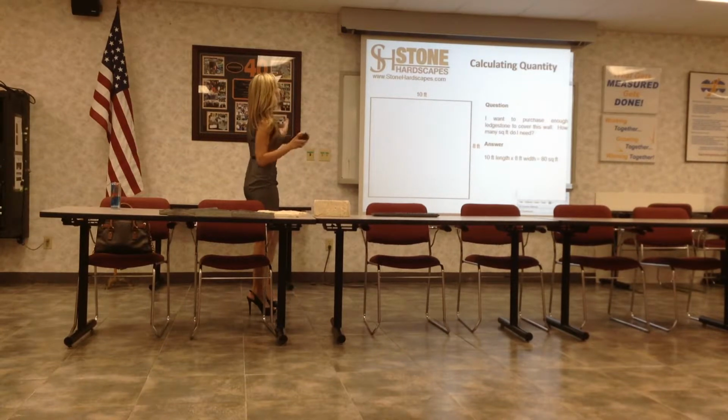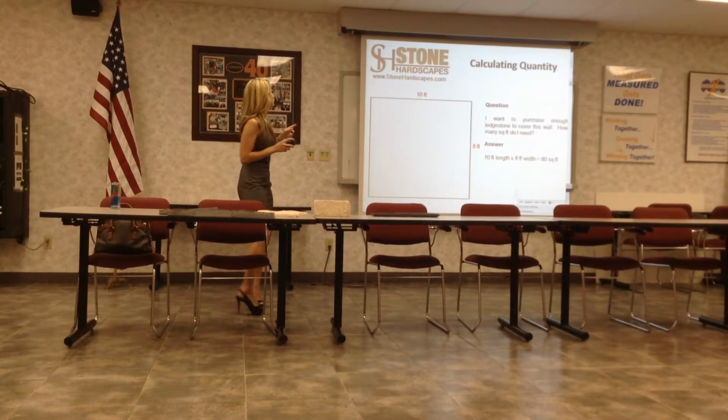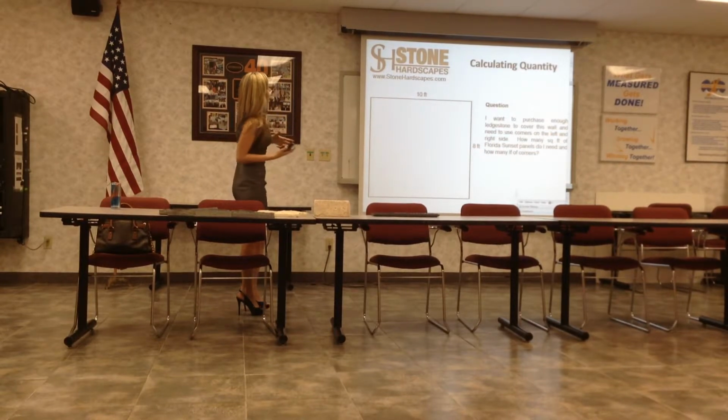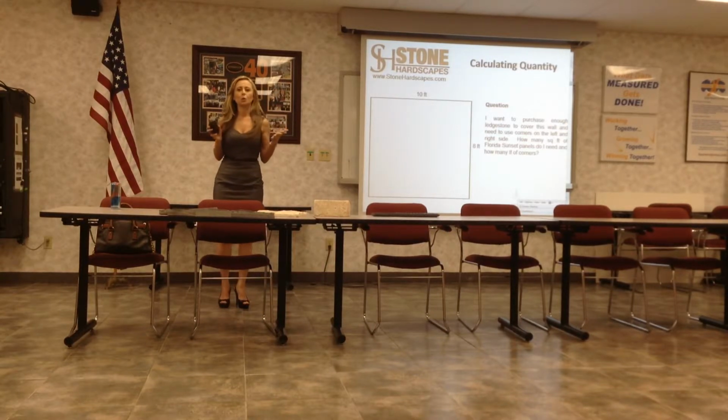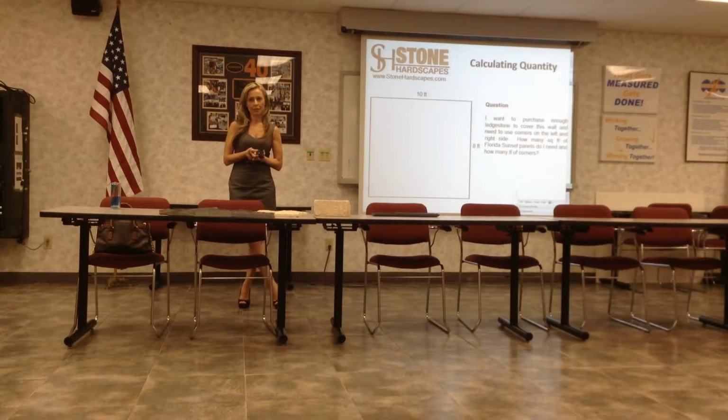Okay, so 80 square feet. Simple, right? We just want to buy veneer, flat wall, no corners, 80 square feet. Okay, then we get into this situation. So I want to purchase enough ledgestone to cover this wall, but I need to use corners on the left and the right side. How many square feet of Florida Sunset panels do I need, and how many linear feet of corners would I need?